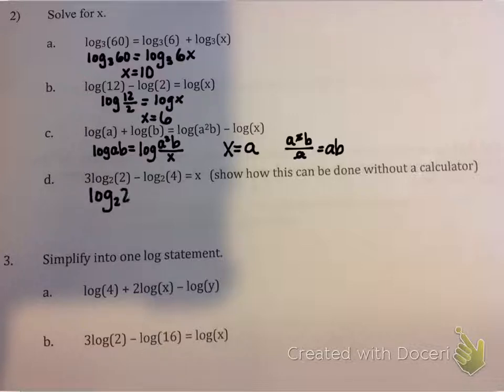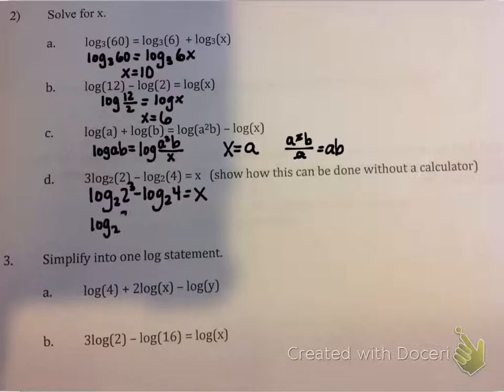Alright, I told my class to always look for power properties first if you have them. So the first thing I did in letter D was take this 3 and move it from the front of my log up to be the exponent of that 2. A lot of people in my class told me that 2 to the third power is 6. Remember that 2 to the third power does not mean 2 times 3. It means 2 times 2 times 2. Okay, so 2 to the third power is 8.